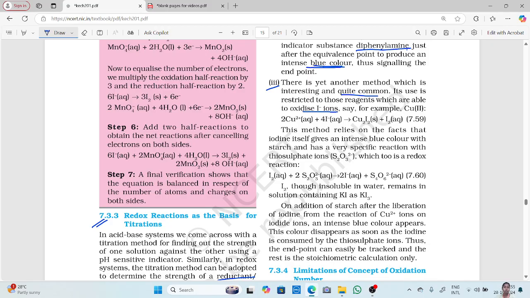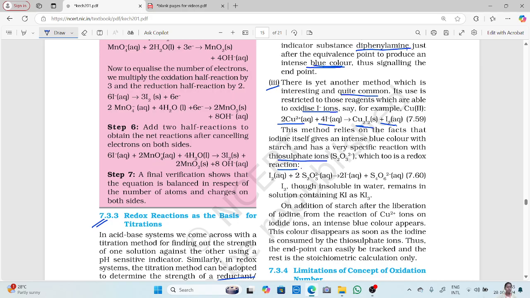For example, copper. Copper, when you combine it with iodine ions, you get cuprous iodide and iodine. This method relies on the fact that iodine itself gives an intense blue color with starch and has a very specific reaction with thiosulfate ions, which too is a redox reaction.